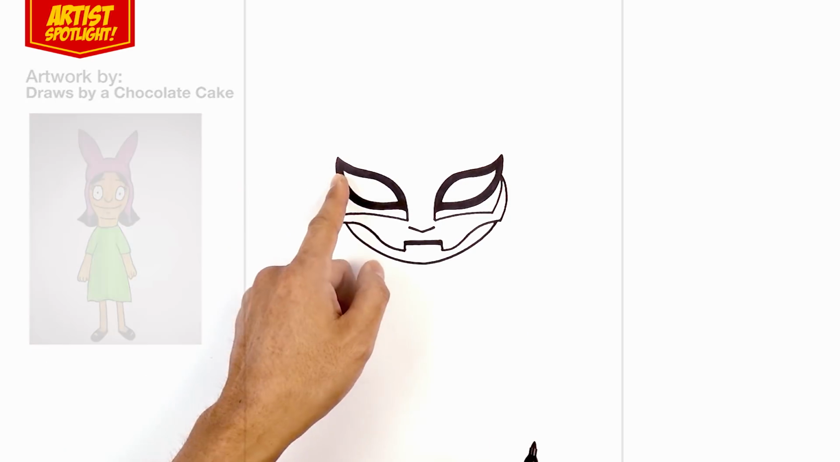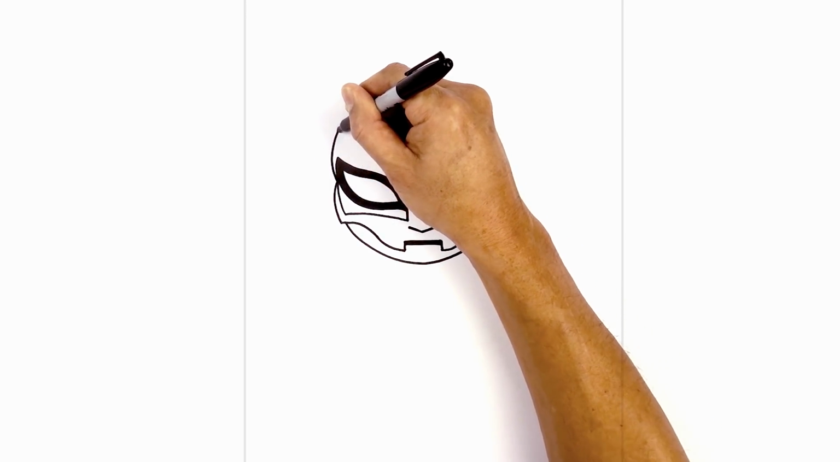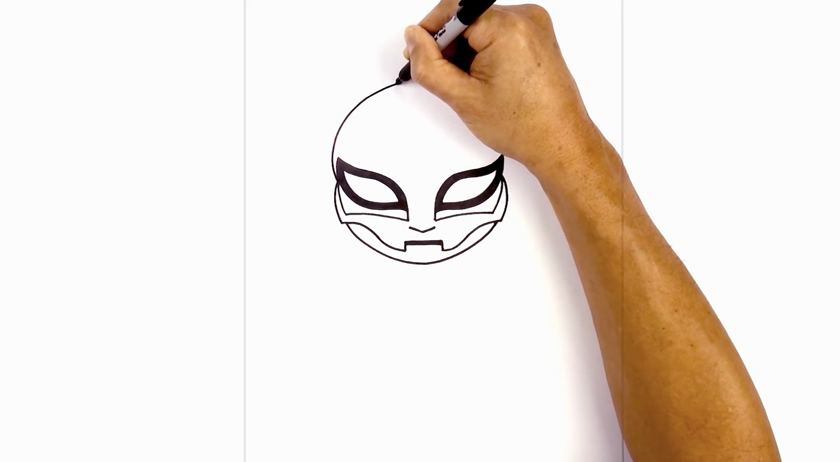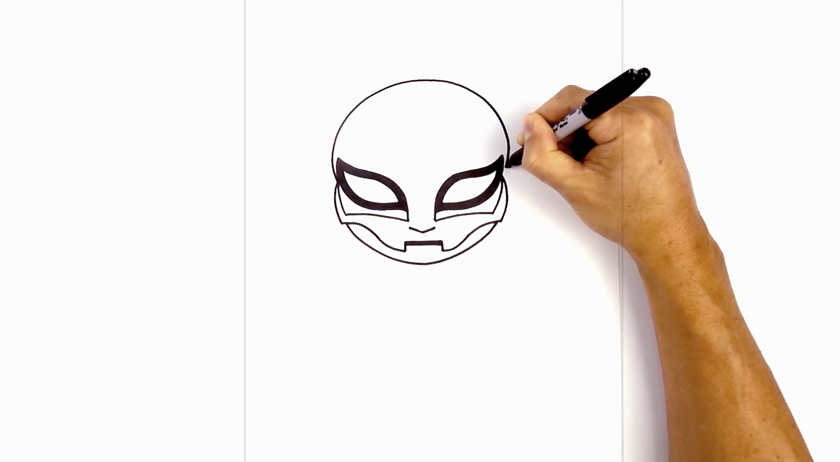Now from that same point, I'm going to curve the top of the head. So let's start on the left side. We're going to go around the eye, up towards the middle. We're going to make our way back over towards the right. Round out the top of the head, come down, and we'll just pull that in.